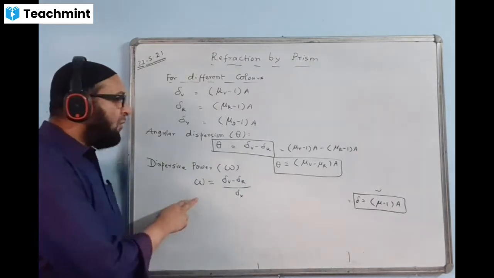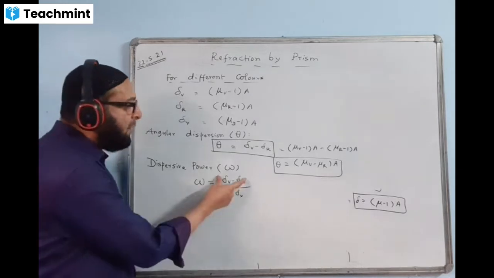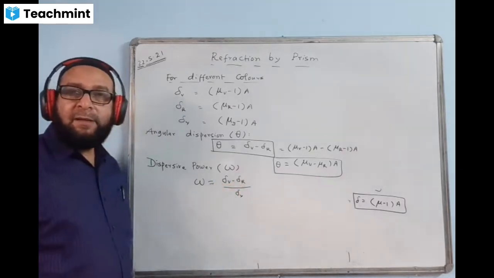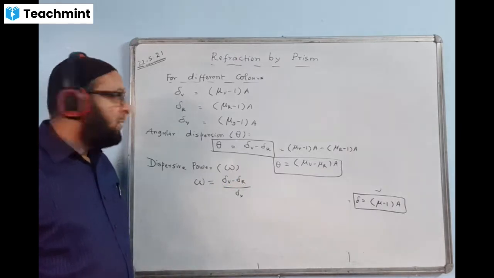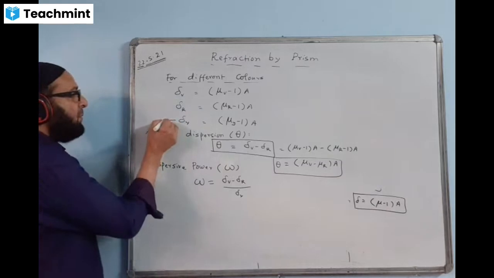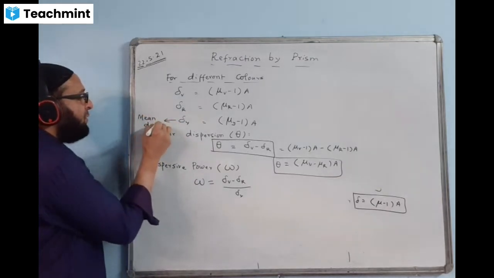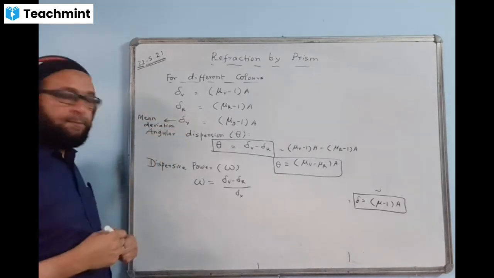That is, it is the ratio of the angle of deviation of the two extreme colors to the deviation of the mean color. Mean color is yellow. This delta Y is also known as mean deviation, that is, the deviation of the mean color.